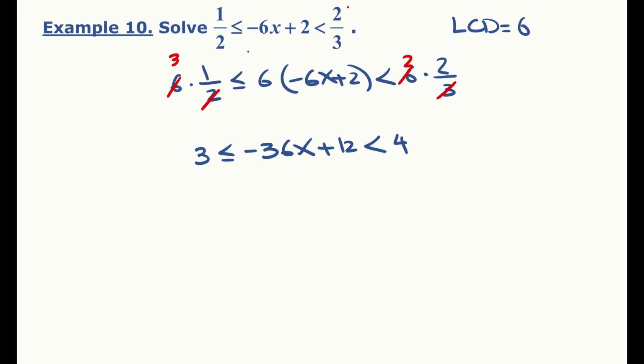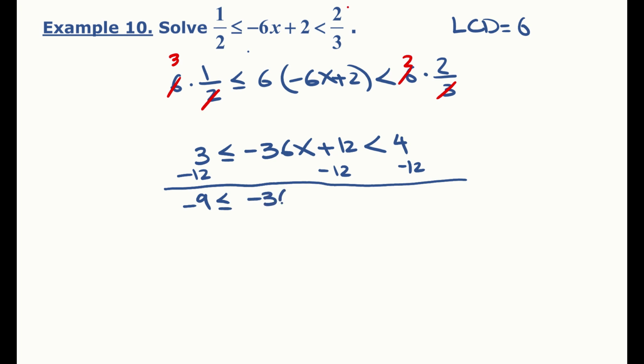All right, so now we have all nice integers, so much easier to work with. It's always the recommended method to clear fractions first. So now we're going to isolate this term by subtracting 12, and of course we need to do that to all three parts. Subtract 12, and we end up with negative 9 less than or equal to negative 36x less than negative 8.